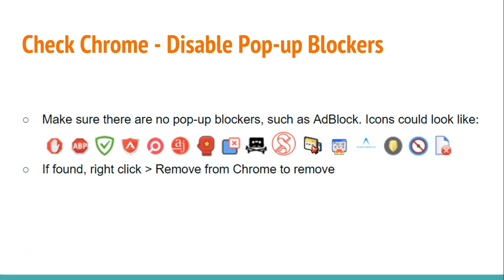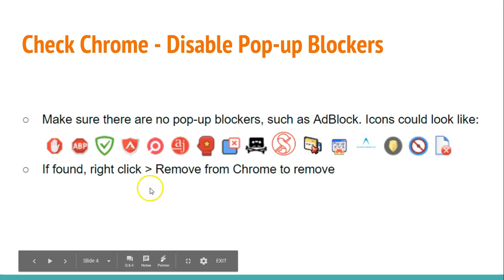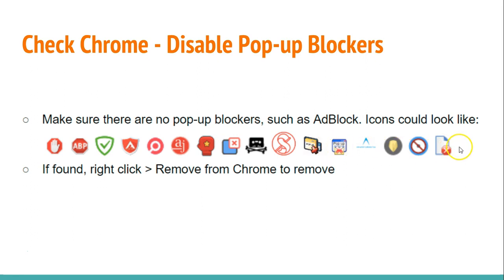Next, we need to check Chrome. Sometimes people install extensions that are pop-up blockers, which in many cases can be a good thing, but in this case, during the test, it's a bad thing. So you want to make sure that you don't have any of these symbols, and they'd only be there if you'd installed it. If you find a pop-up blocker, you're going to right-click on the icon and then select Remove from Chrome. For the most part, middle schoolers don't have to worry about it, but just in case you see that because you've added it, you need to remove it.